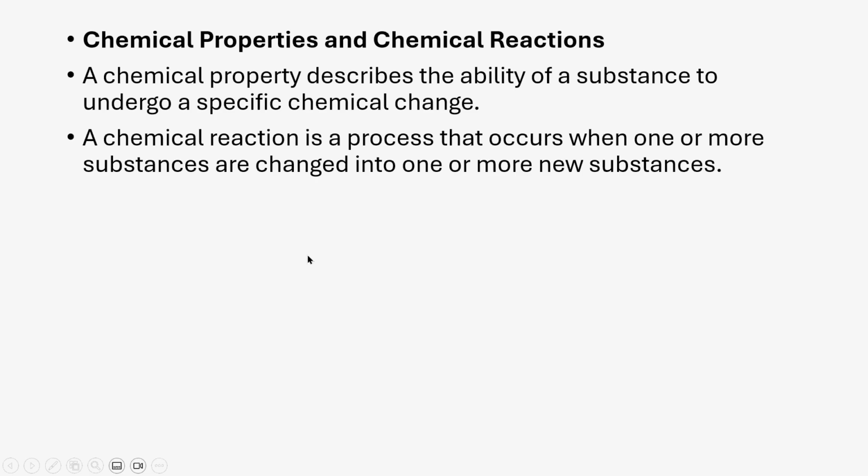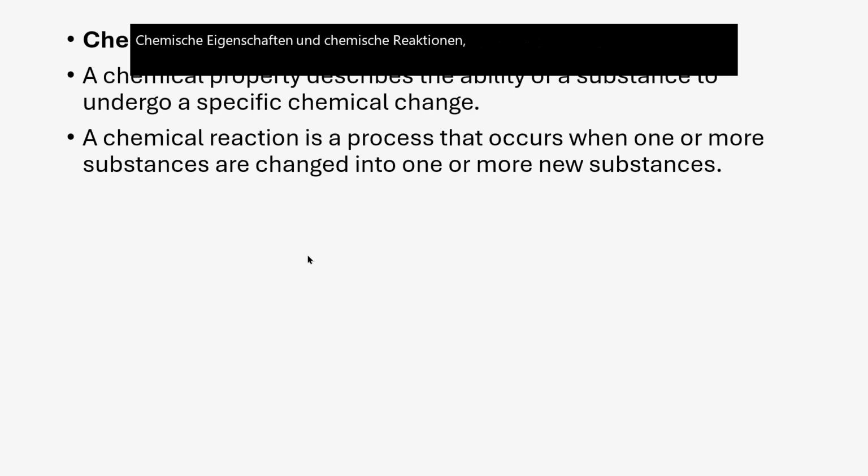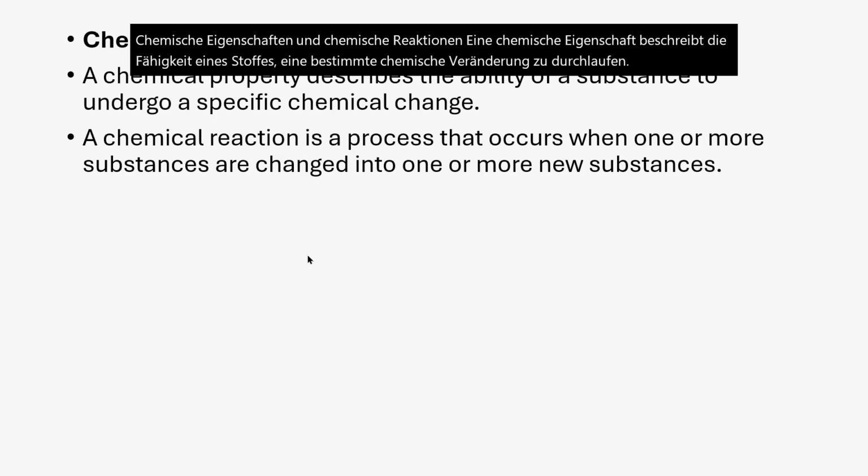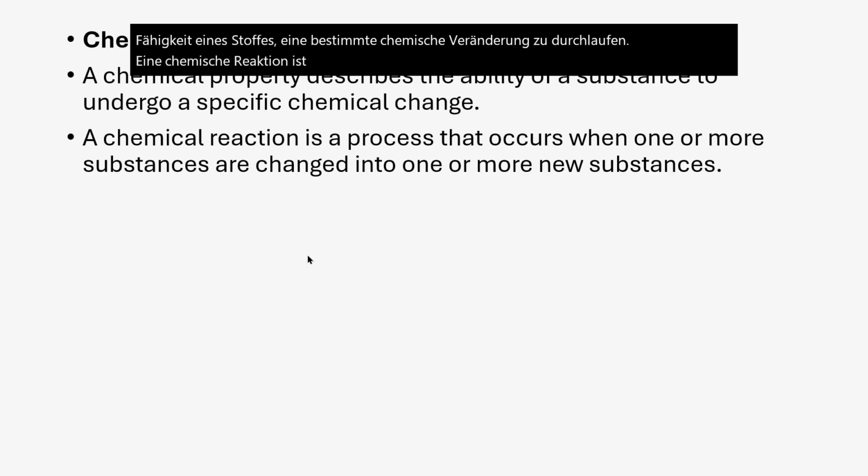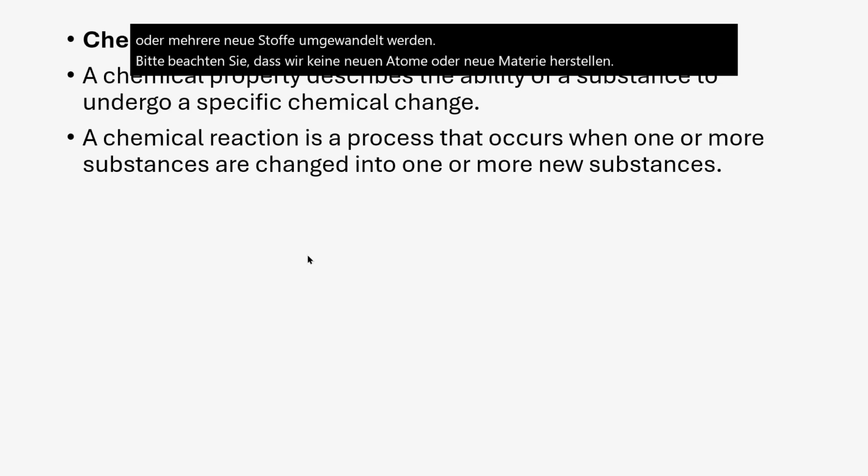Chemical properties and chemical reactions. A chemical property describes the ability of a substance to undergo a specific chemical change. A chemical reaction is a process that occurs when one or more substances are changed into one or more new substances. Please note that we are not making new atoms or new matter. We are simply rearranging the atoms.